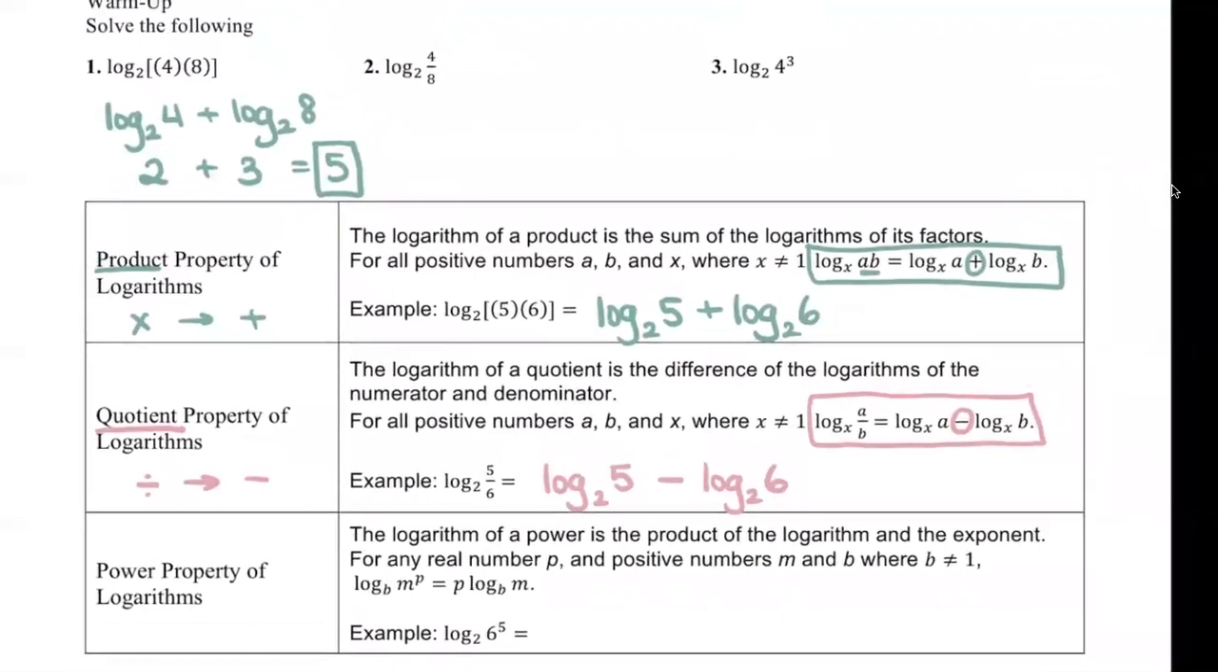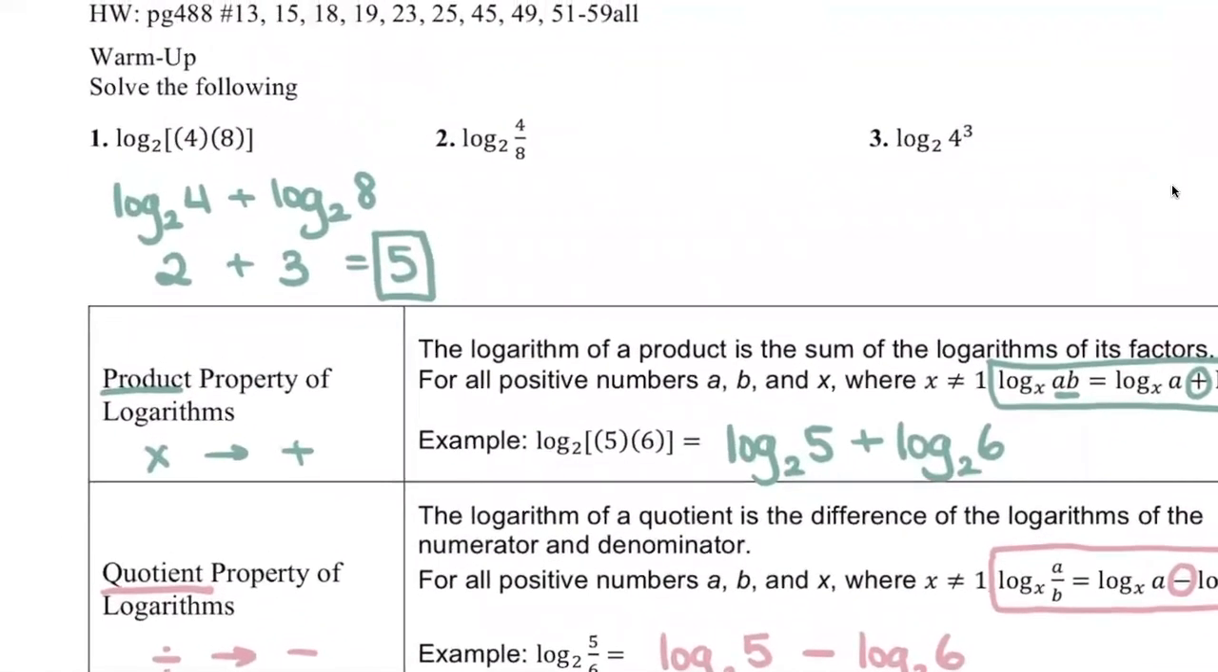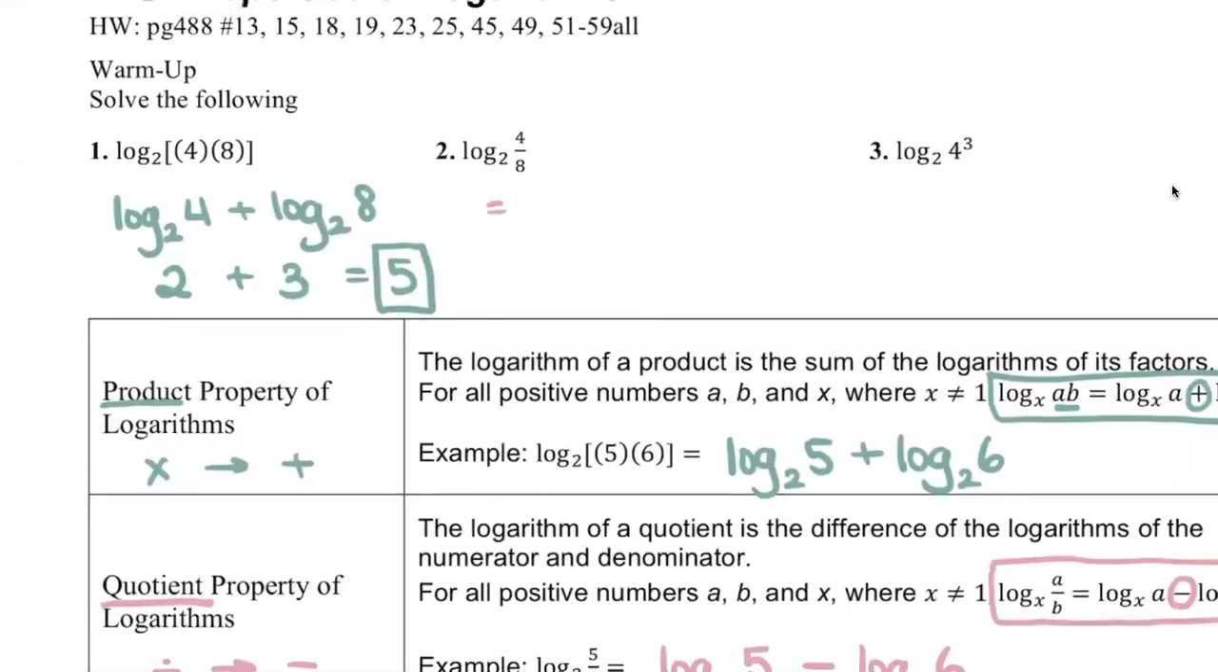Okay, so for example, number 2 up here, we have a log base 2 of 4 over 8. So this is equal to log base 2 of the numerator 4 minus log base 2 of the denominator 8. Okay, so we ask what exponent? So 2 to what exponent gets you 4? That's 2. And then log base 2 of 8, so 2 to the third power is what gets you 8. All right, so this is equal to -1.